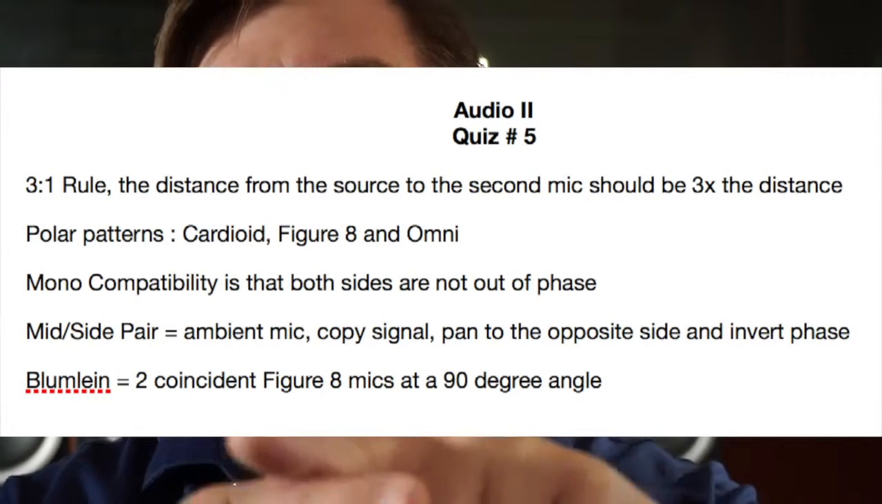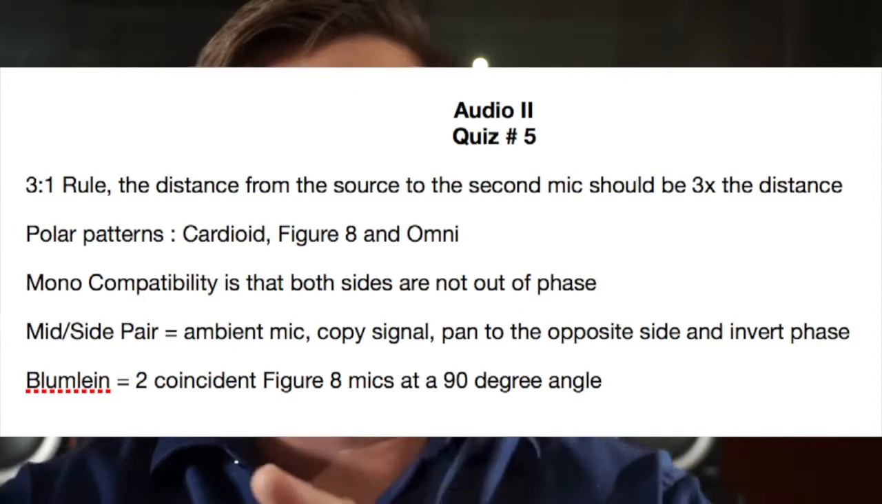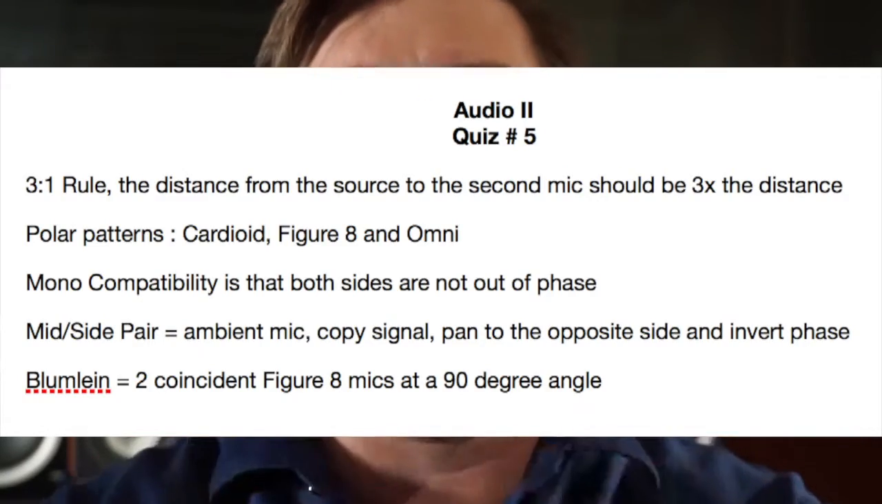Blumlein is the last technique. I do not use a whole lot of Blumlein. It's a fairly acoustic, but a very natural and a very monocompatible technique, where you have 2 figure 8 mics at a 90-degree angle that are coincident. Coincident is just the fancy word that I like to use for in the same place. Put 2 mics in the same place, one facing the left, one facing the right.